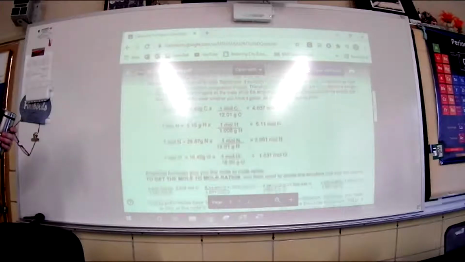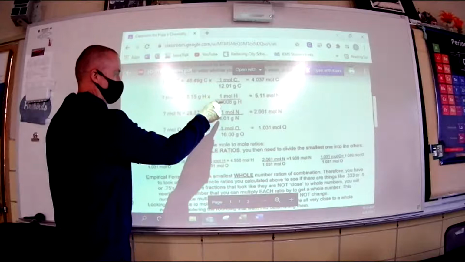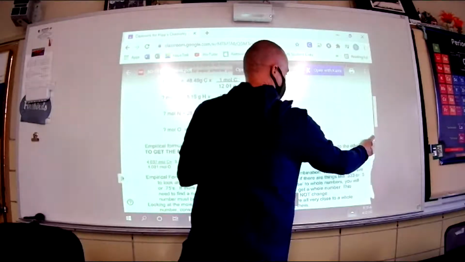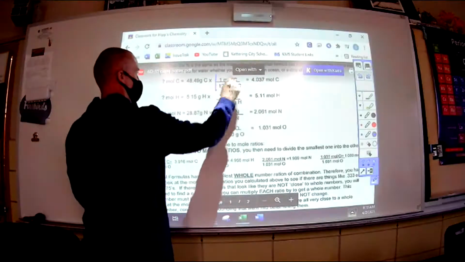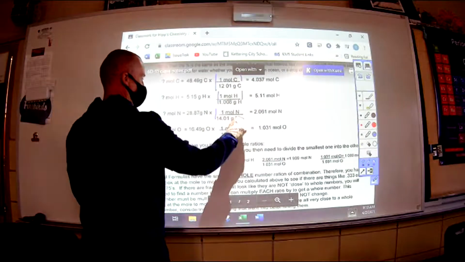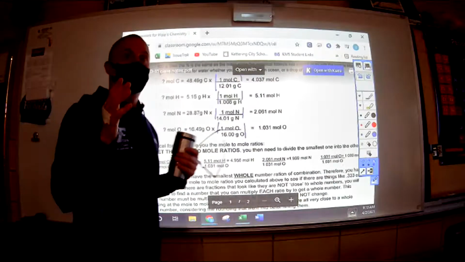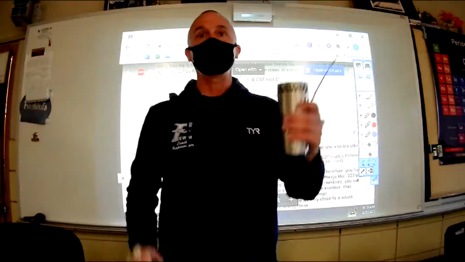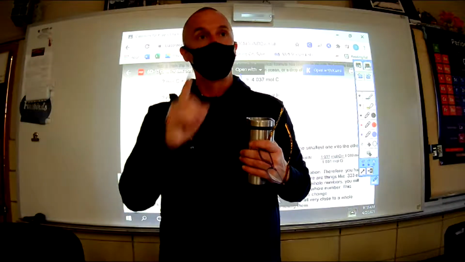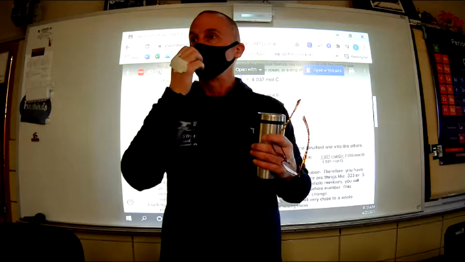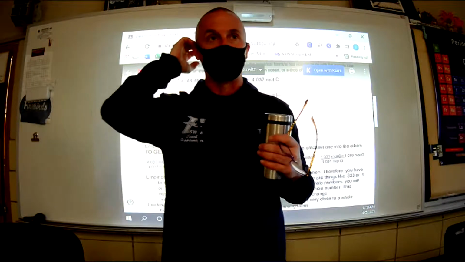Here we go. There it is. Mole over mass, mole over mass, mole over mass. The periodic table will enable us to convert mass to moles. It will also enable us to convert moles to mass. So there's our moles. However, do formulas give moles or do they give ratios of moles? Ratios of moles. They don't give actual moles, they give ratios of moles.